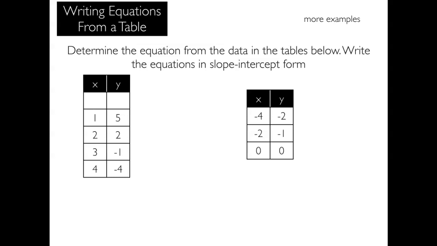Same thing for the second equation. We actually know that the y-intercept is at 0. And that tells us that it's going to pass through the origin, because when x is 0, y is 0, so that's the origin of the graph. Go ahead and work out the equation for this one and check your answer when you're finished.